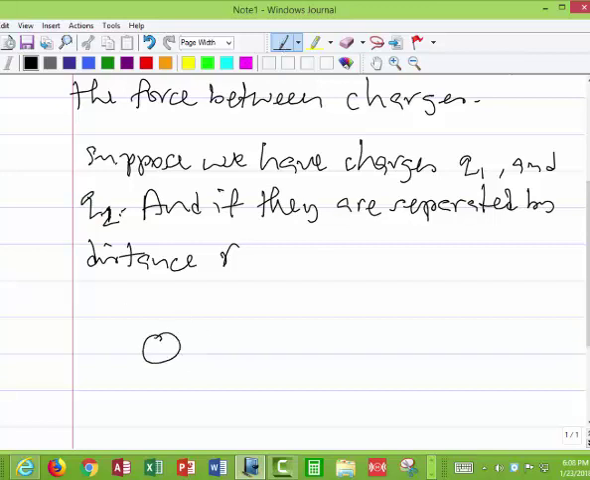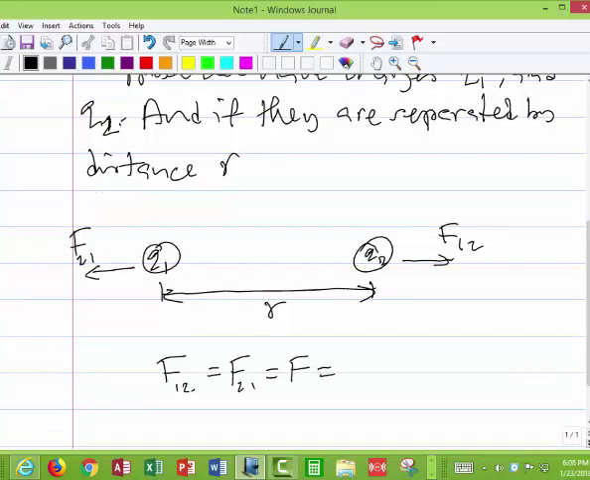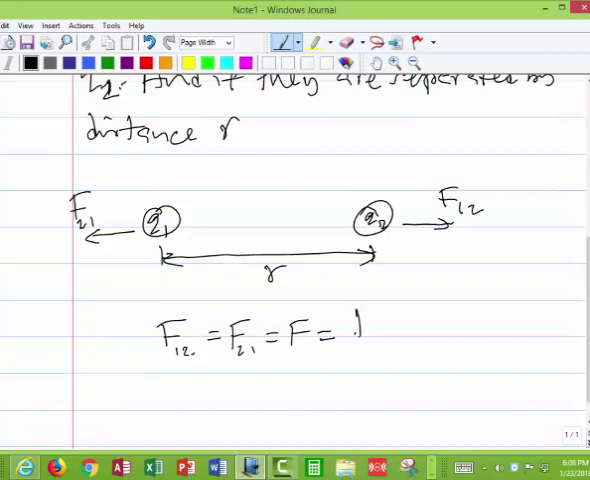So we have a charge, let's call this Q1, and charge Q2, and suppose they are positive charges and they repel each other, of course. This is the force of 2 on 1, this is the force of 1 on 2. The distance between them is R. So Coulomb's law says that the force of 1 on 2 is equal to the force of 2 on 1, which is equal to the force between the charges, and that is given by k Q1 Q2 over R squared.